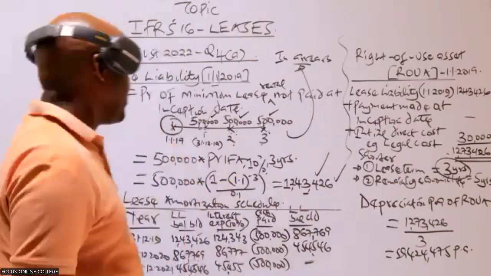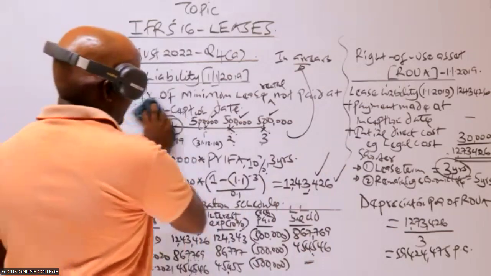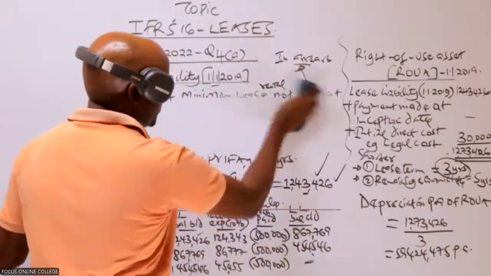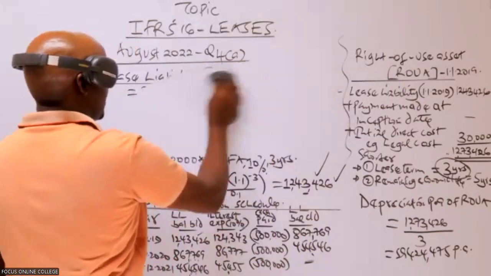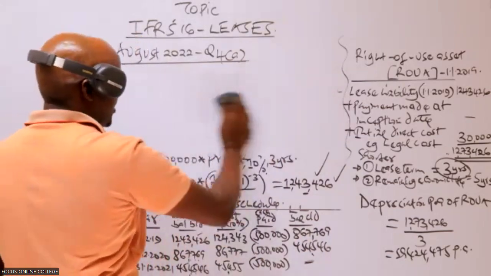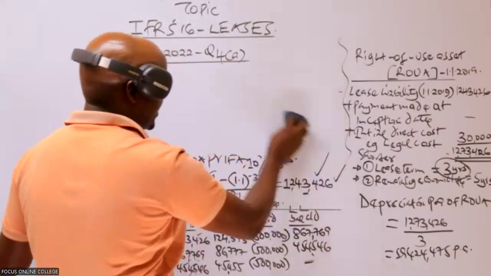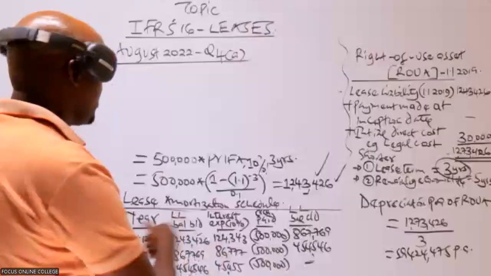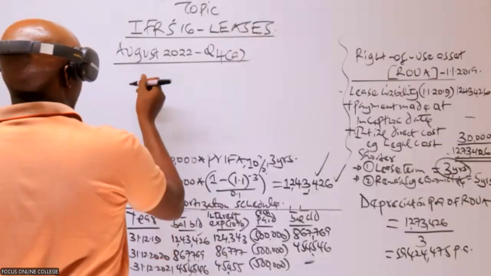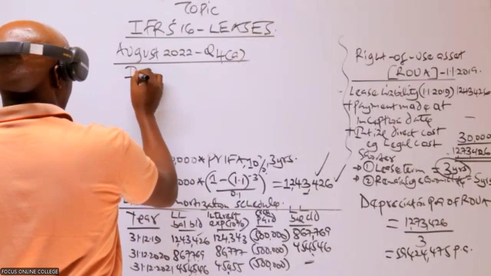So therefore, for us to finally answer our question, we need to prepare the financial statement extracts. That's why you can see that the marks allocated here were 10 marks, because of the kind of work which is involved here. So we start by preparing the income statement.